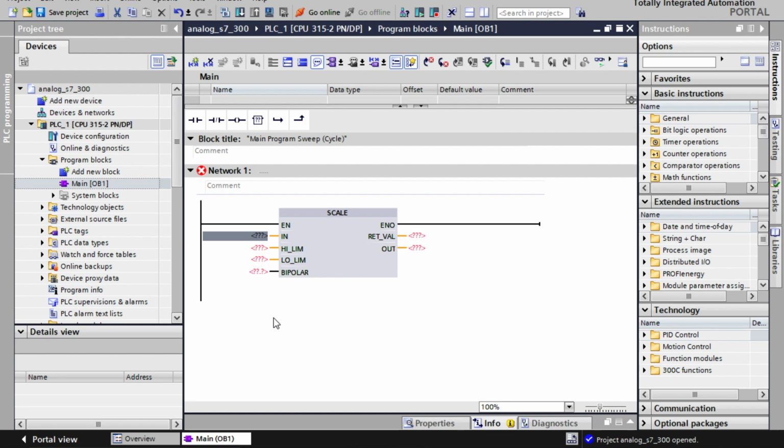The analog input sensor is wired to analog input byte 256. The high limit will be 400 degrees Fahrenheit, the low limit will be 50 degrees Fahrenheit. We're going to use unipolar, so we're going to set the bipolar terminal as low, which is 0, and we're going to set the output pin to the double word marker, which is MD20.